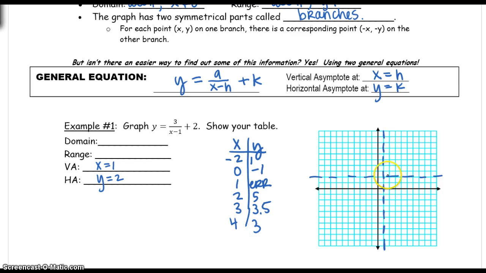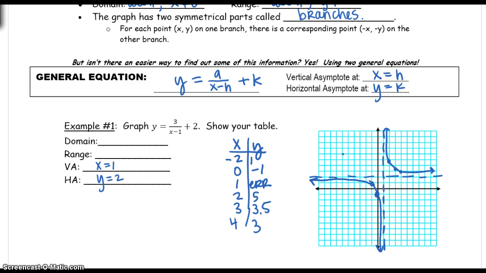Okay, so let's go ahead and plot that over here. So negative 2, 1, 0, negative 1. Then we have the error. We have 2, 5, we have 3, 3.5, and then we have 4, that's 3. So you should be able to see it goes something like this. You should be getting pretty close to the asymptotes, but do not cross them.